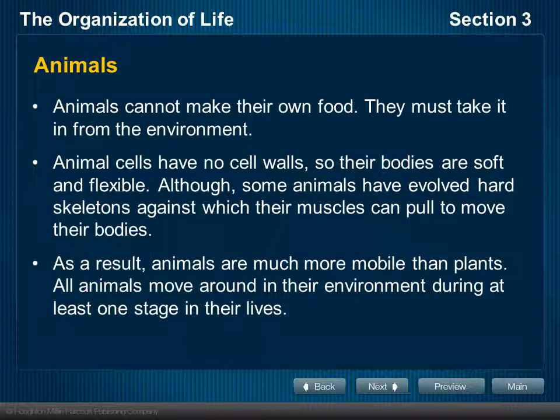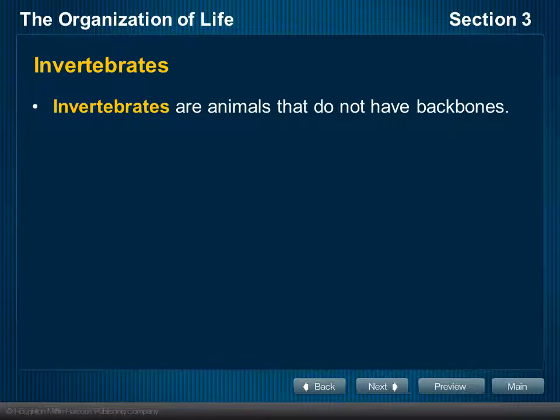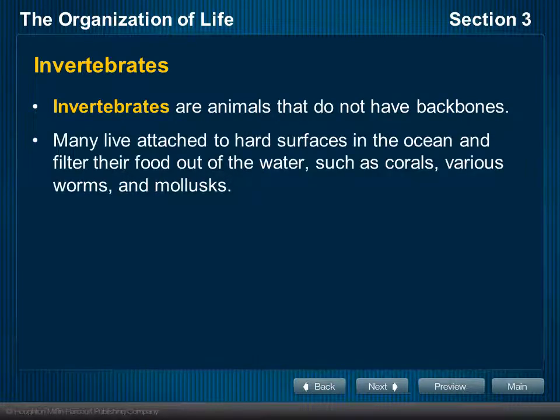What this means, though, practically, is that animals are much more mobile than plants, and all animals move around in their environment during at least one stage in their lives. Within animals, we have invertebrates. They do not have backbones. And so most invertebrates are going to spend the better part of their lives attached to hard surfaces. In the ocean in particular, these are the filter feeders.